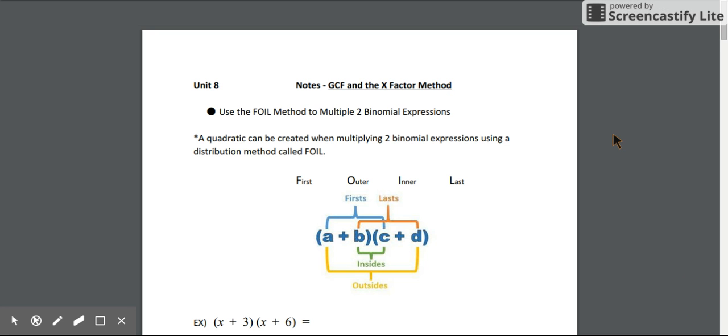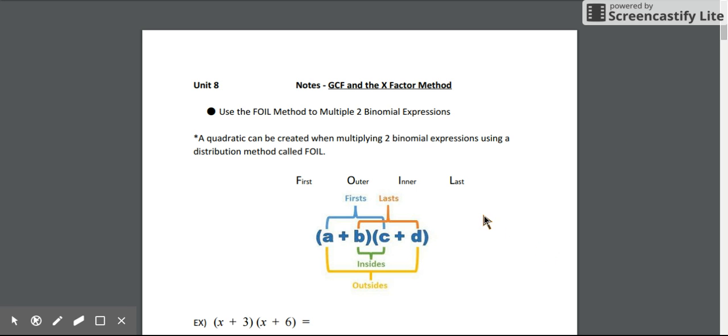In this video, we're going to be using some factoring methods to help us factor and solve quadratics. So we'll use a factoring technique where we take out the greatest common factor, and then we'll also use what's called X factor. And it's just organizational tools that we can use to help us factor and solve quadratics.